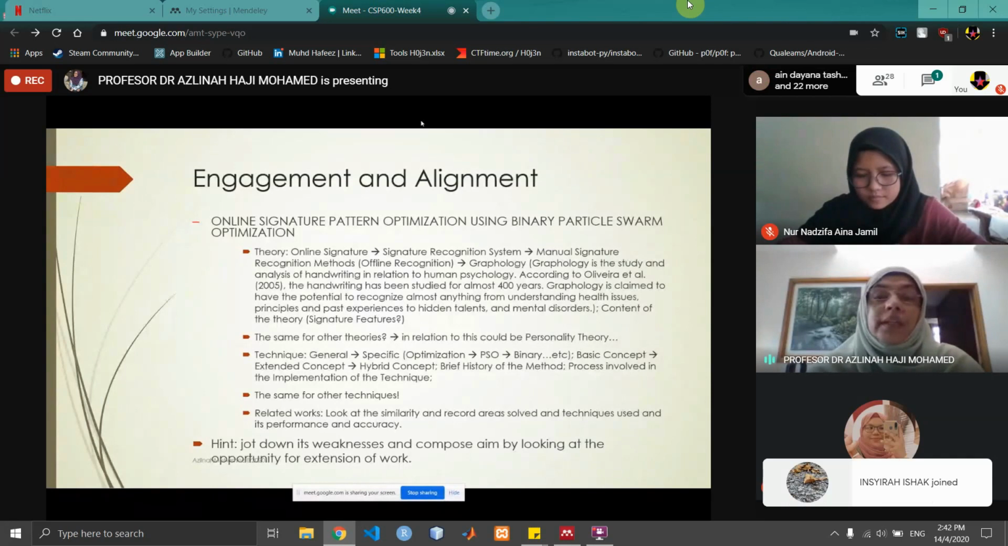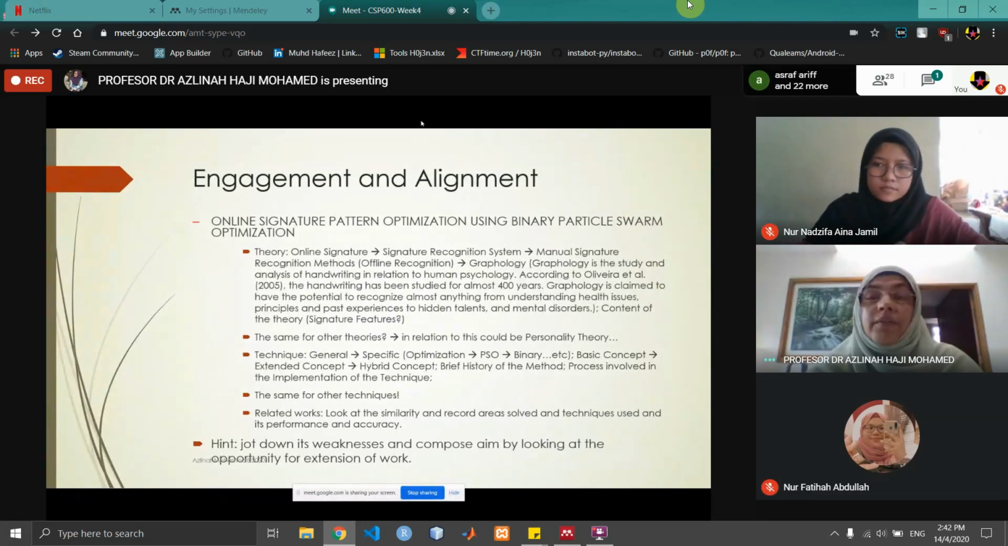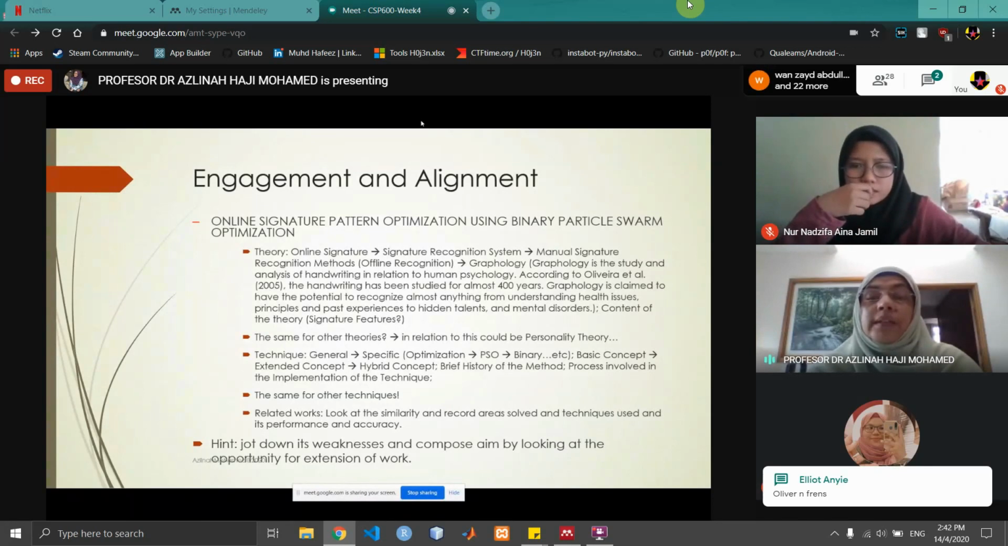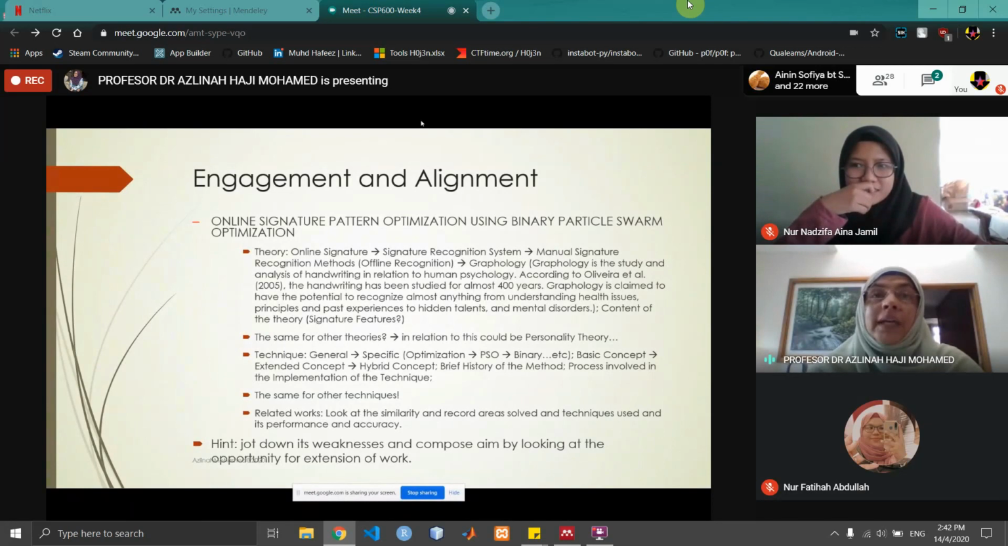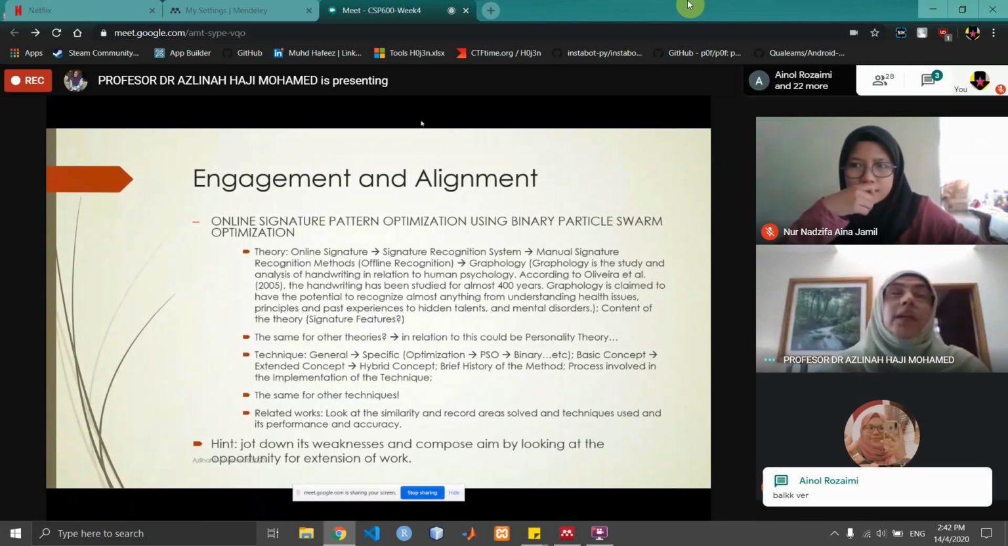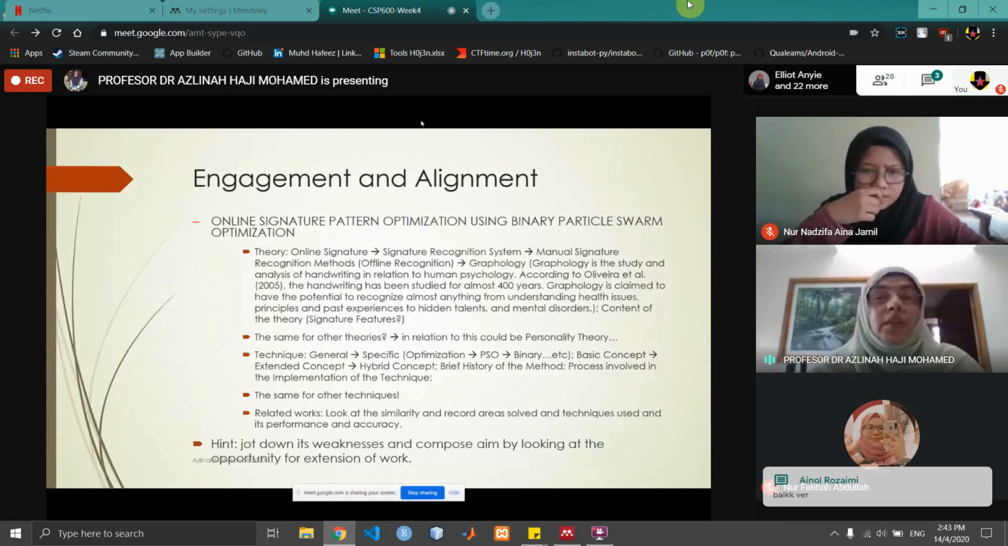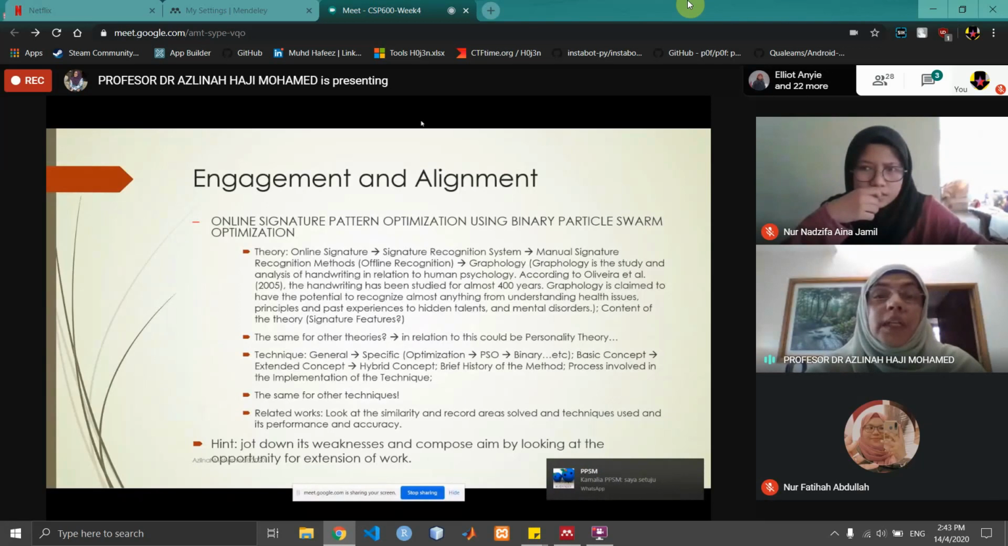You can see that he mentioned the handwriting has been studied for almost 400 years. Graphology is claimed to have the potential to recognize almost anything, from understanding health issues, principles, past experiences, to hidden talents and mental disorders. So this is a scientific study being done, and you can use this as the progress of the current technology in applying this theory. It could be a theory that is important in this study and worth reading.